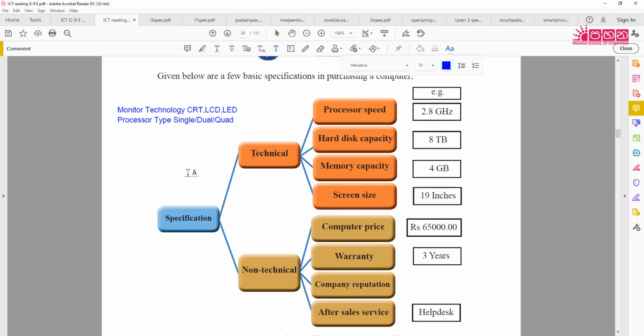Warranty. Yeah, guarantee is there, but it comes under non-technical. Now we are discussing the more technical features you have to look at. The ports, number of ports. For example, how many USB ports are there, whether you have a network port, and so on.